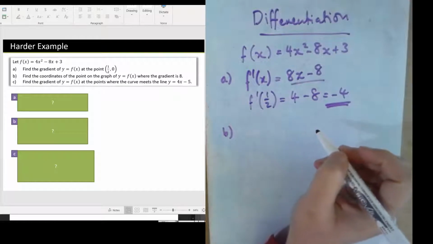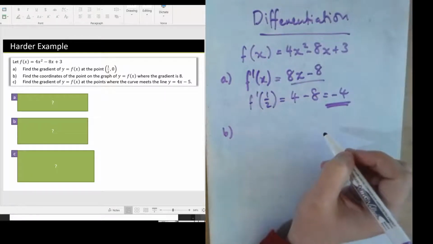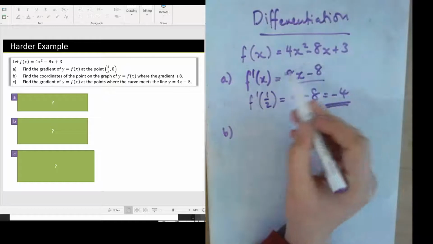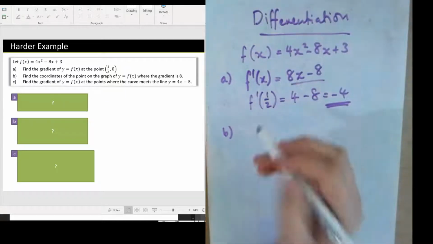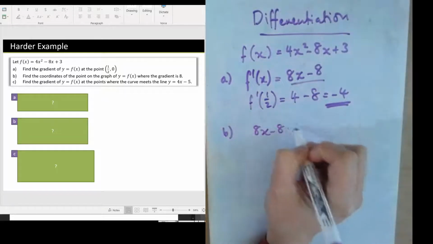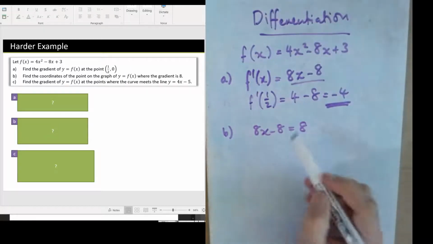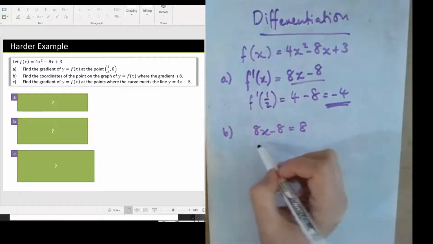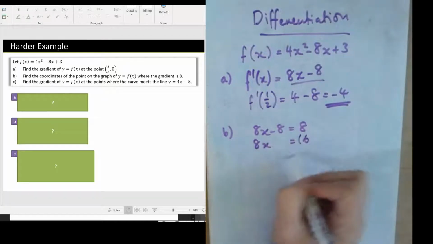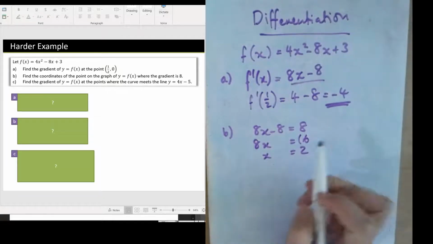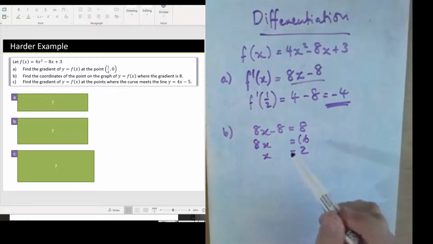B, it says find the coordinates of the point on the graph where the gradient is 8. So I've already found this out, but they're telling me when it equals 8. So I'm saying when this point equals 8. What is x at this point? Well, I've got an equation. I can solve it. So 8x equals 16. X then equals 2. So I need to find the coordinate of when x equals 2.